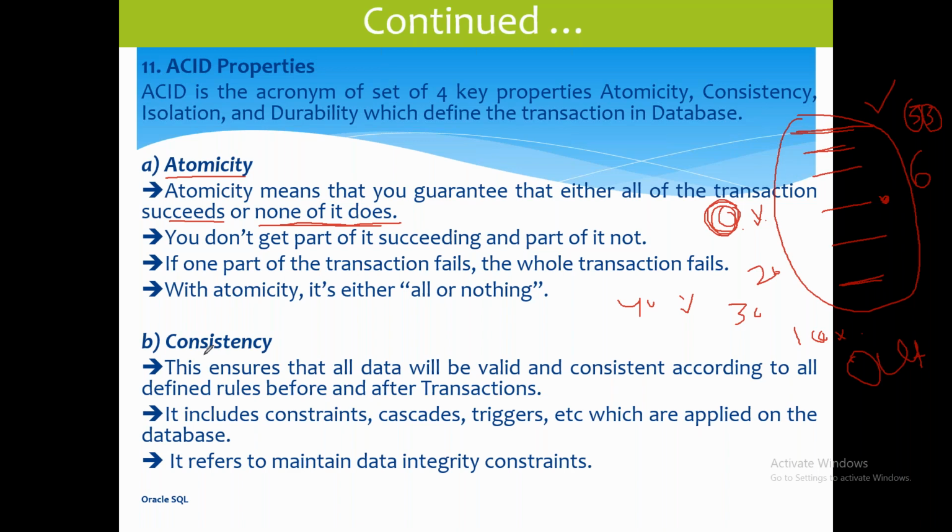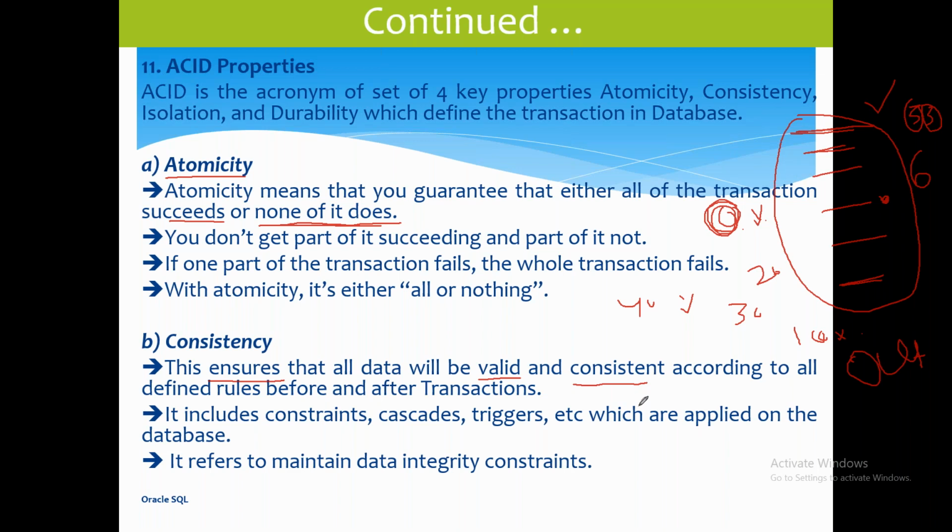Next is consistency. This is another property of the database. This ensures that all data will be valid and consistent according to all defined rules before and after transactions. So consistent data should be there. The data should be consistent. Whatever data we are using, this database is ensuring and guaranteeing that all those are valid data and consistent data.